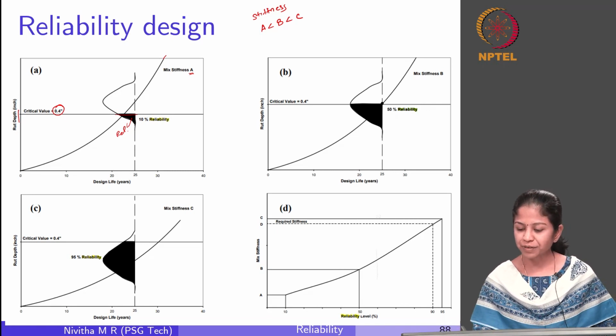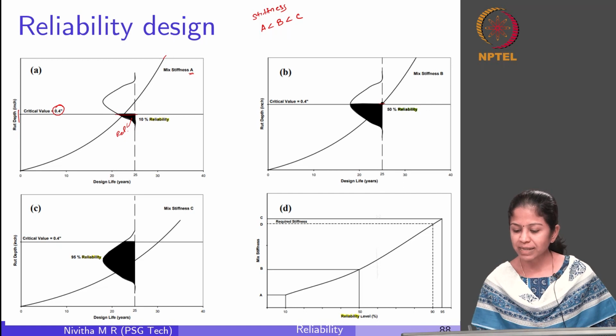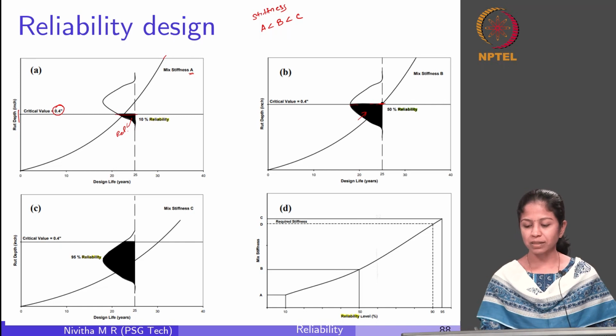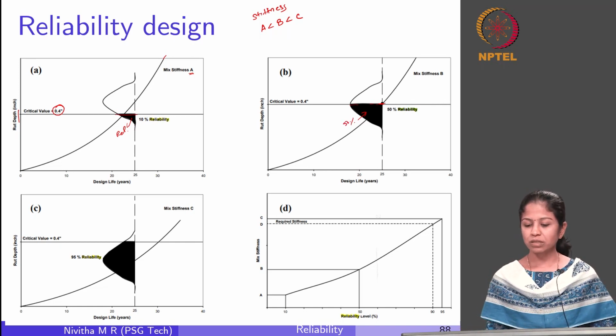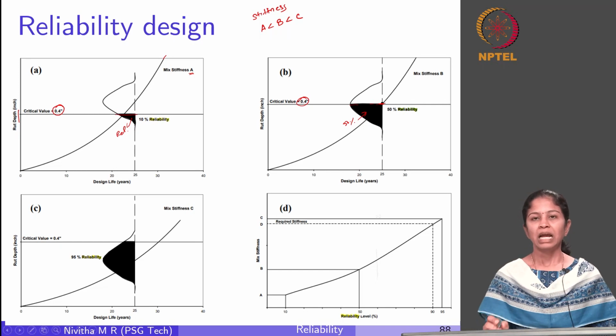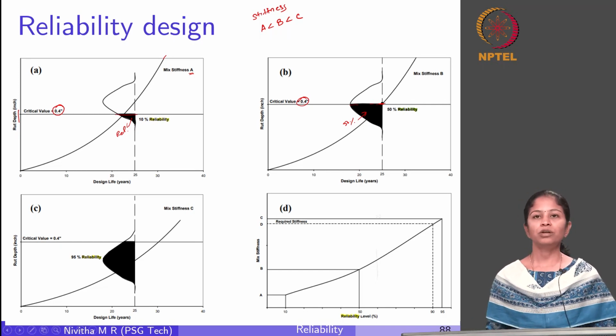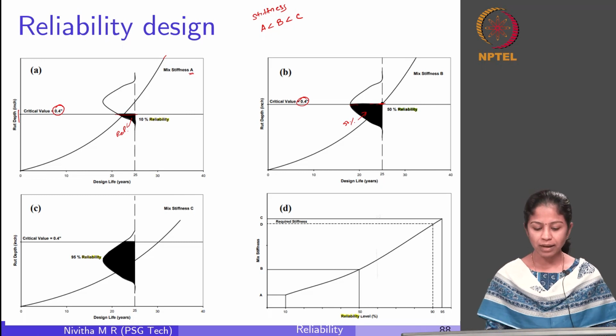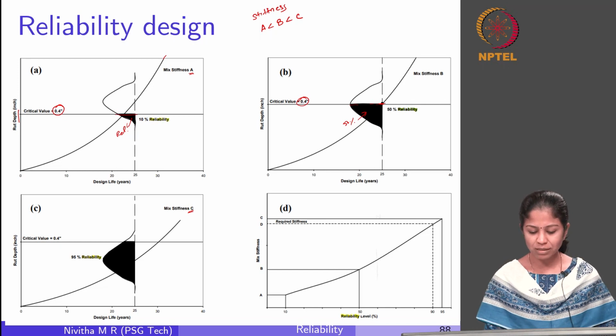Let us take a mix of stiffness B. This is the performance curve. So it meets the critical value at this point. So this is my reliability, right. So it is 50%. If I use a mix of stiffness B, there is a 50% probability that this particular layer will fail by rutting, that is the rut depth will reach 0.4 inches. So if I still want to improve my reliability, I choose an even stiffer mix, which is mix C. Again, this is the performance curve, it meets the critical value at this point.